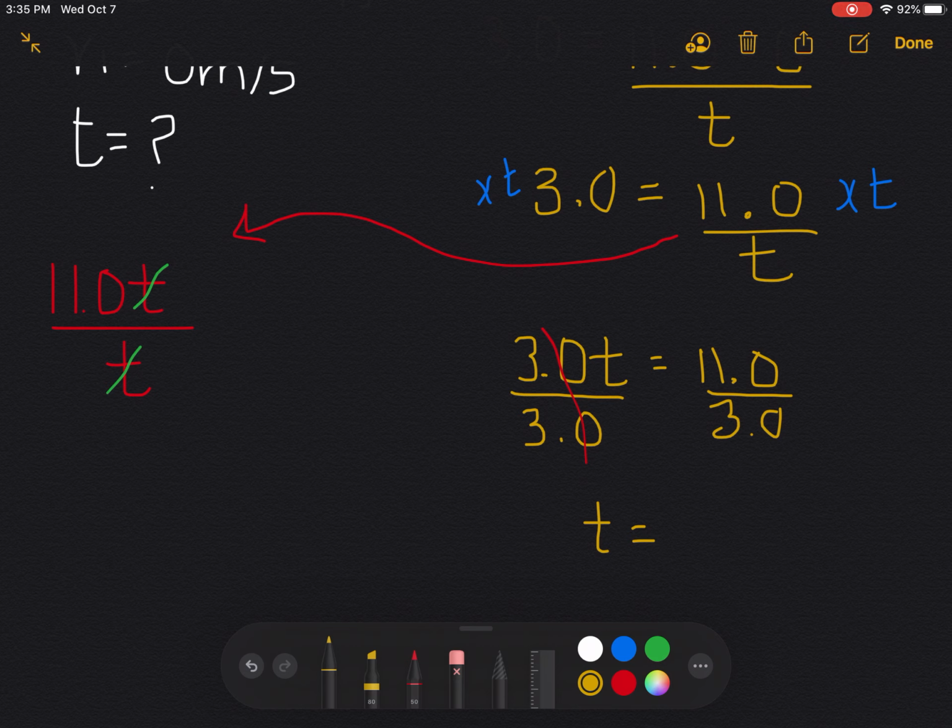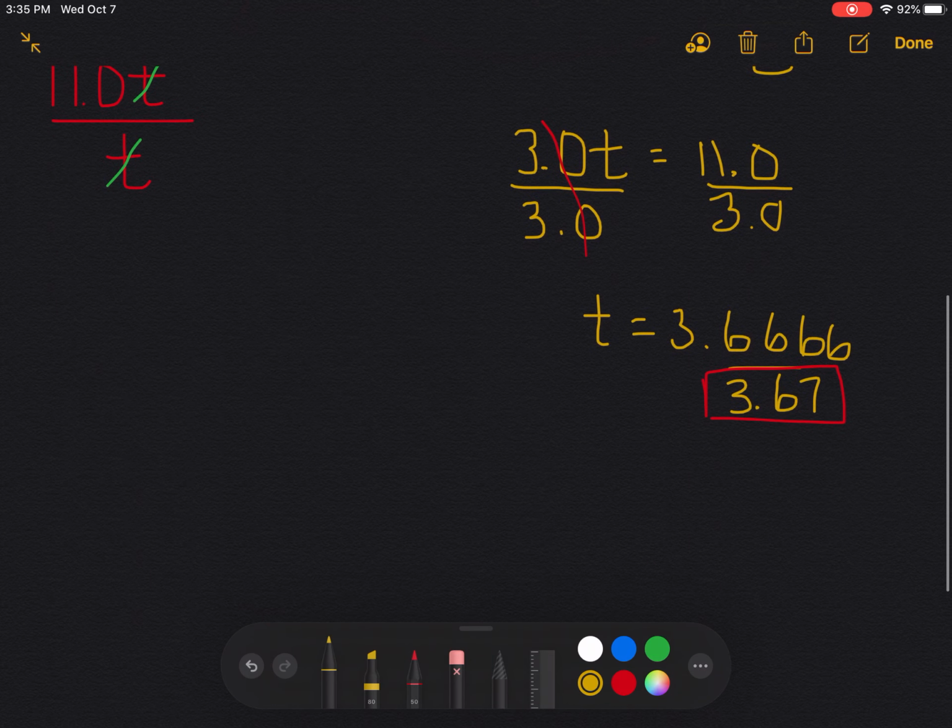If we do that out on our calculator, we will get 3.66 repeating. I always want it to be 2 decimal places, so if it's a bunch of 6s, we want to rewrite it as 3.67. So our answer here would be 3.67. That is a time, so if we go back, this is in seconds, so it should be an S there. So 3.67 seconds.